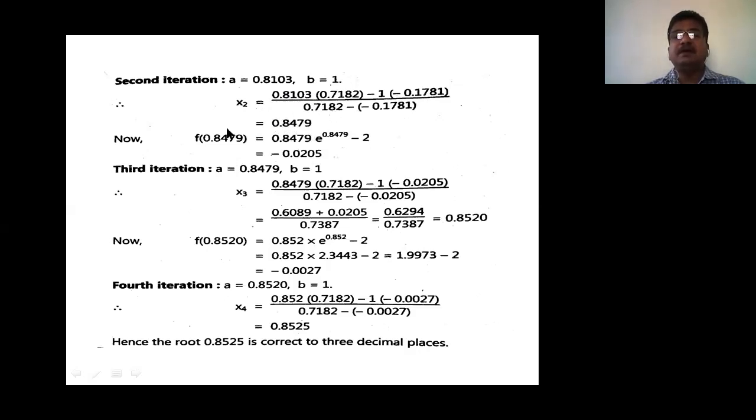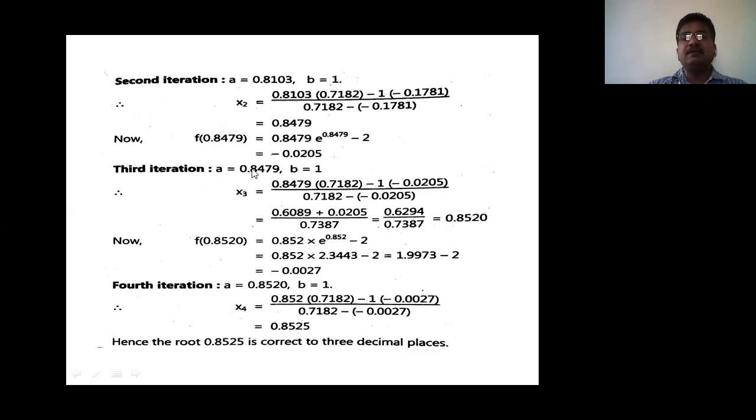Okay. And then find the sign of this function, or find the value of the function at 0.8479. And this value is negative. So at A, the value is negative, and at B, the value is positive, and therefore the root lies between 0.8479 and 1. Because at this point 0.8479 the value is negative, and at the point B, that is 1, the value is positive, and therefore the root lies between 0.8479 and B, that is 1.